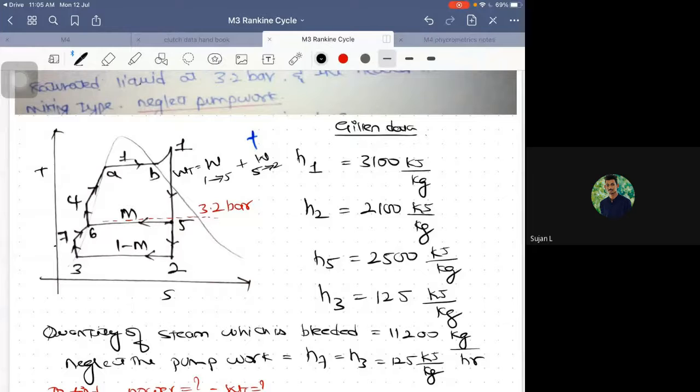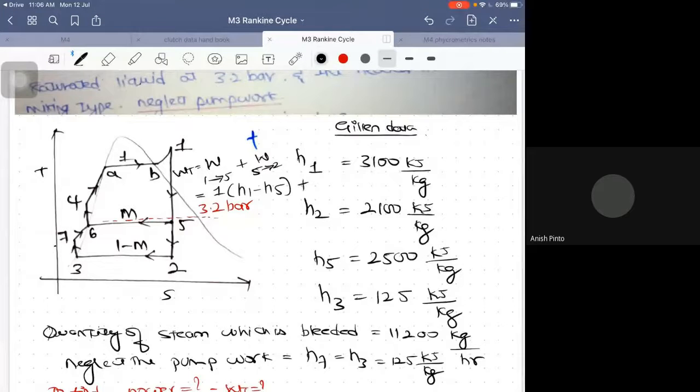So here, mass flow rate into enthalpy difference, 1 to 5. What is the mass flow rate here from 1 to 5? It is 1. Very good. Now the enthalpy difference: for work it is initial minus final, so it is H1 minus H5.